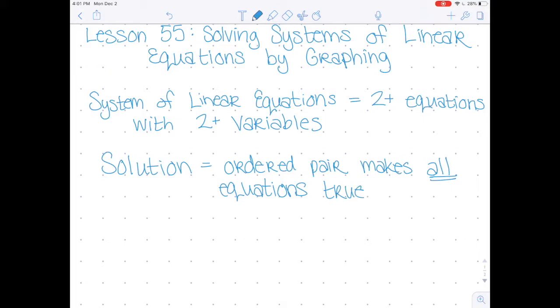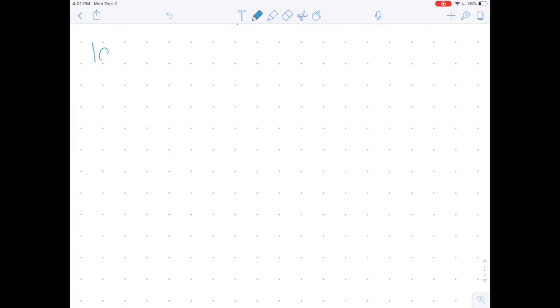Okay, so first let's just talk about identifying solutions. So in this case, they're going to give you a set of equations. They're going to say, hey, here's a point. Does this point solve all these equations? So for identifying solutions, my bad.